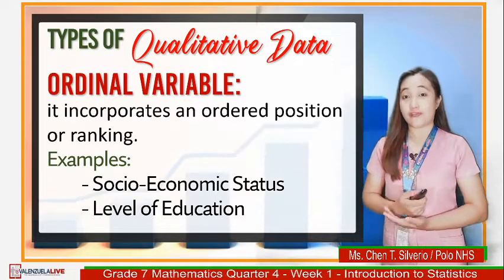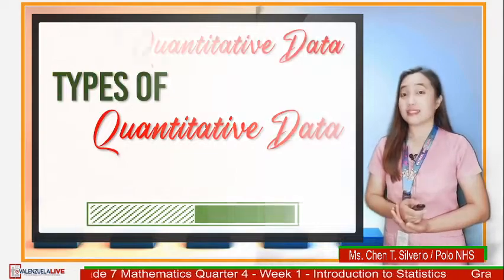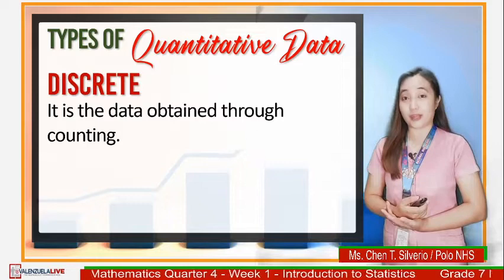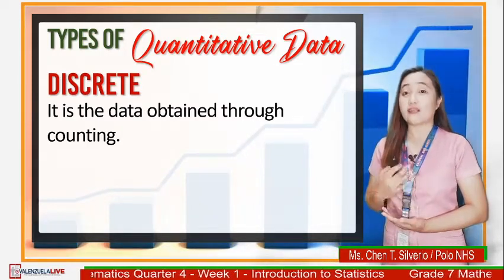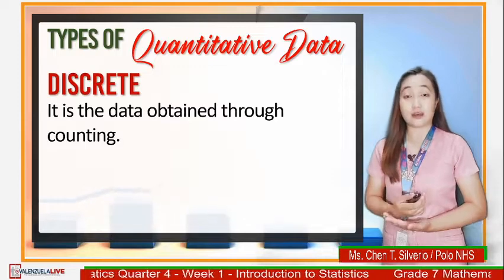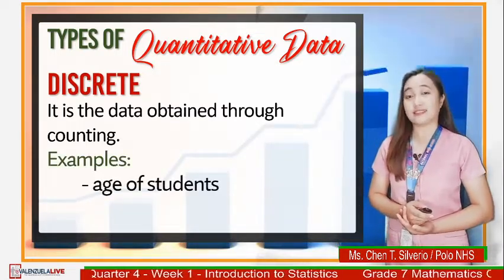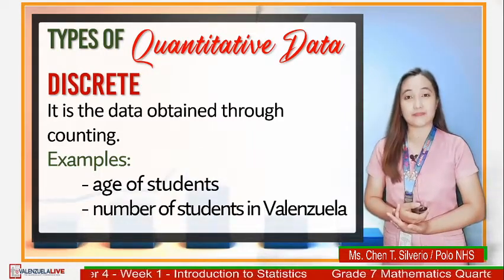We also have the two types of quantitative data. The first one is the discrete data. It is the data obtained through counting. This also refers to the variables that can only be measured in a certain number. For example, the age of students and the number of students in Valenzuela City.